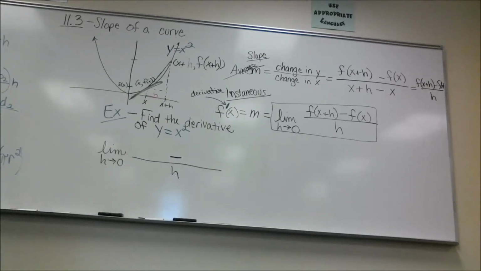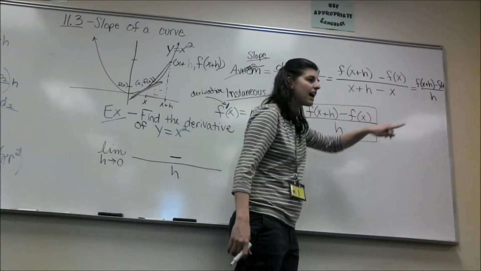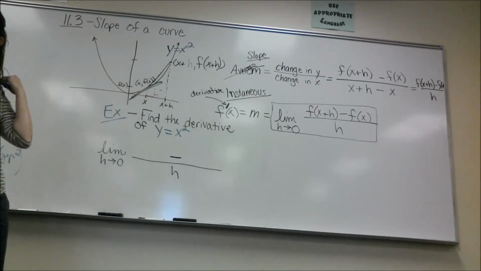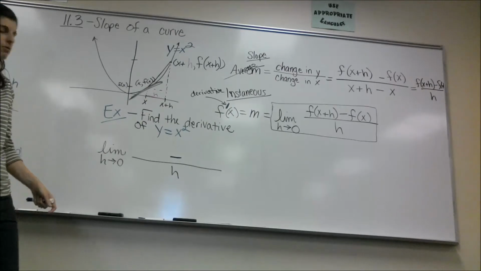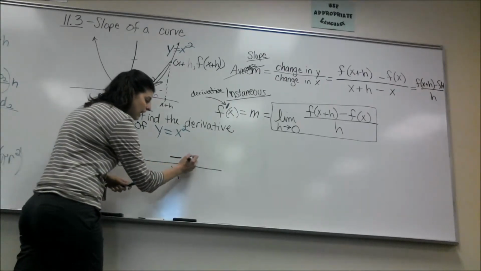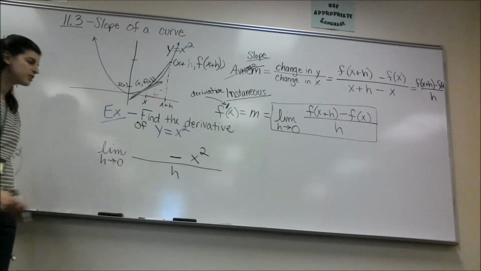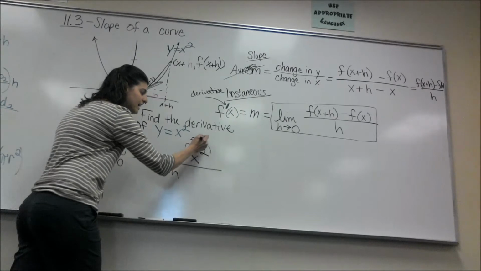All right, now I need some help. f of x plus h and f of x. If f of x is x squared, if y is x squared, what's f of x? x squared. So I'm going to put x squared to the right of my subtraction. That is your specific f of x.